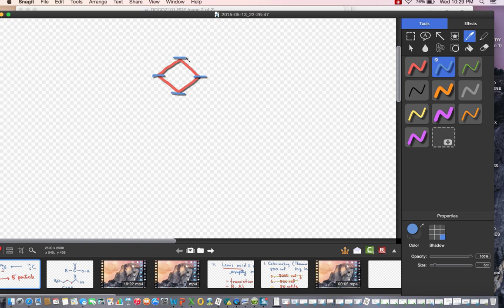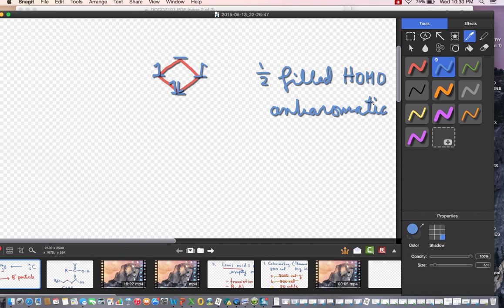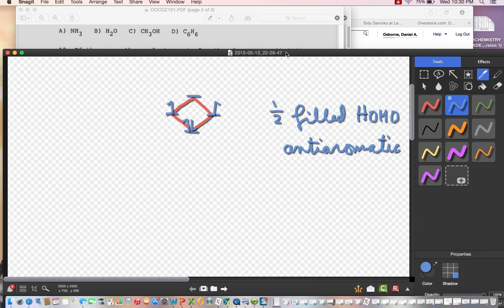So there are 2 pi bonds, which means you have 4 pi electrons, which means you have 2 bonding molecular orbitals and 2 anti-bonding molecular orbitals. The way that this breaks down is you have 2, and then you have a half-filled HOMO. A half-filled HOMO is anti-aromatic. HOMO is the highest occupied molecular orbital. This will be anti-aromatic, so this should definitely be eliminated from our contenders.